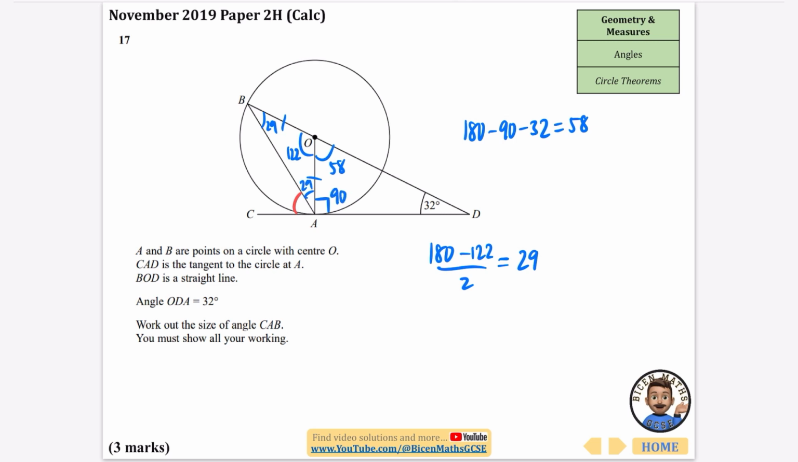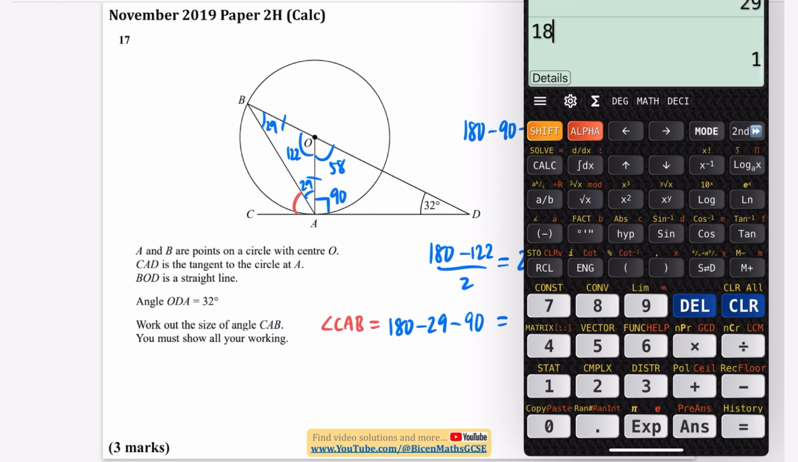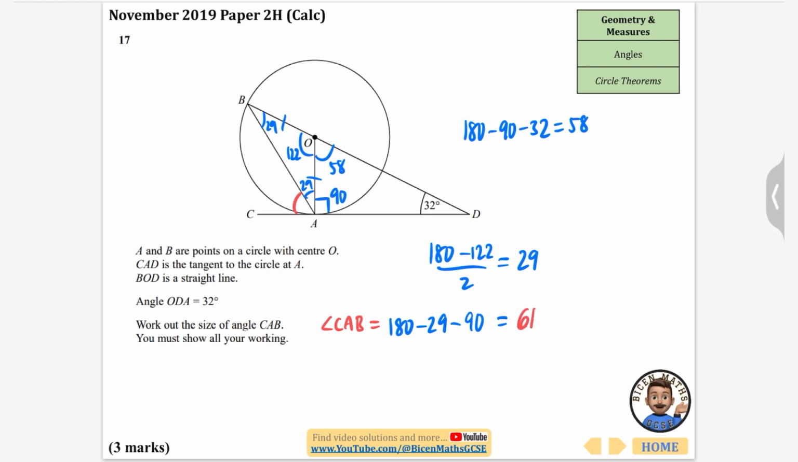Now, because that's a 90, I can just do 180 minus 29 minus 90, and it will give me our angle CAB, which is the one that's in red. So CAB is 180 minus 29 minus 90, which is 61. So we have 61 degrees for our red angle. I'm going to put it on this diagram, and we have done this showing all of our working.